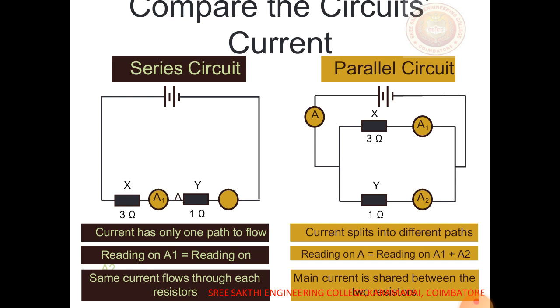So here I have given the comparison between the circuits. Let us compare the series and parallel circuits individually. Here the current has one path to flow. The reading of A1 will be equal to the reading of A2, but in parallel the current will be split into two different paths. So A will be equal to A1 plus A2. So current is shared.